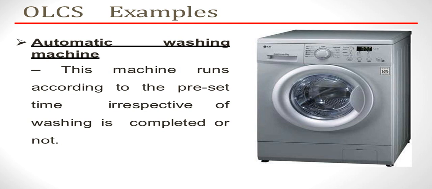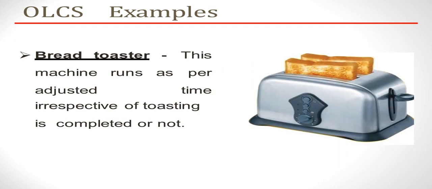Then automatic washing machine. It is also running according to the preset time irrespective of whether the washing is completed or not. It runs according to the predetermined time. So again it is open loop control system. No feedback is given whether the clothes are washed or not, so it is open loop control system.